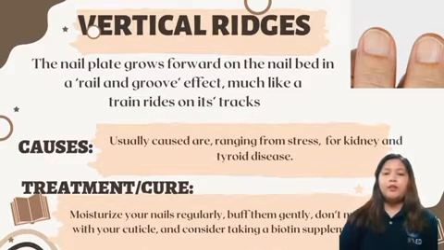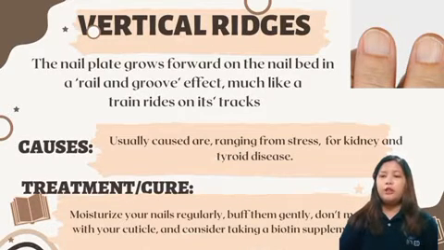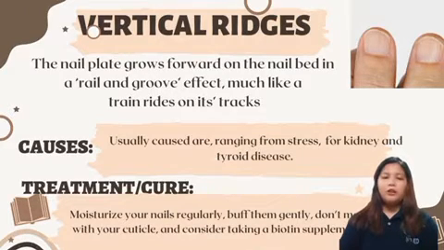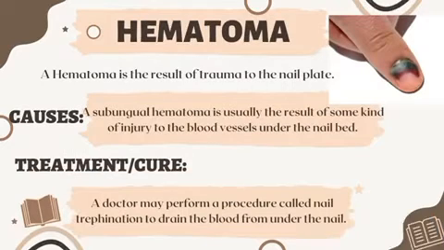The next one is vertical ridges. Vertical ridges are also characteristics of aging, although they are not limited to the elderly. The nail plate grows forward on the nail bed in a rail and groove effect, much like a train rides on its tracks. The causes range from stress to kidney and thyroid disease. And the treatments are to moisturize your nails regularly, buff them gently, don't mess with your cuticle, and consider taking a biotin supplement.